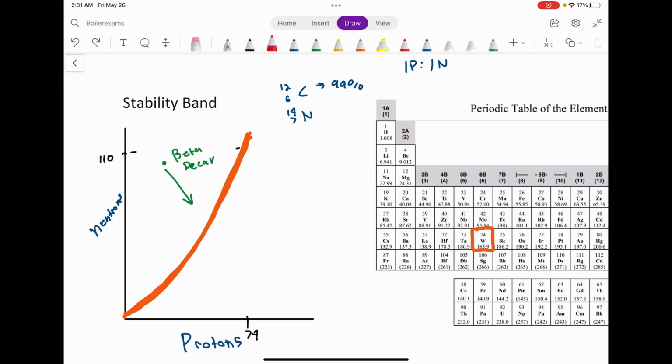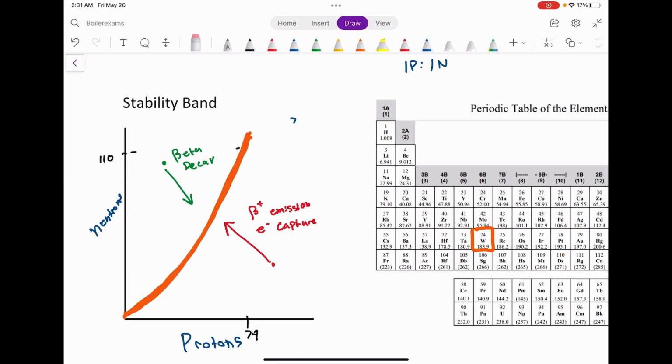If we're somewhere down in this region, we have too many protons for our neutrons, and our nucleus is going to undergo positron emission, or we could do electron capture. So whichever side of the stability band we're on, we know we're going to approach that line.